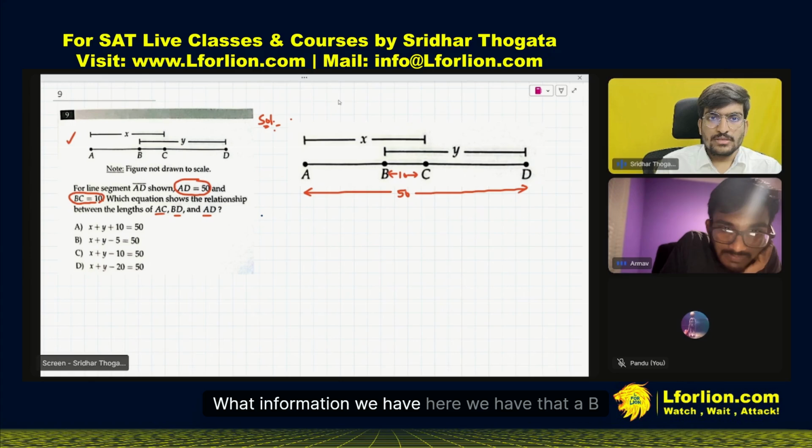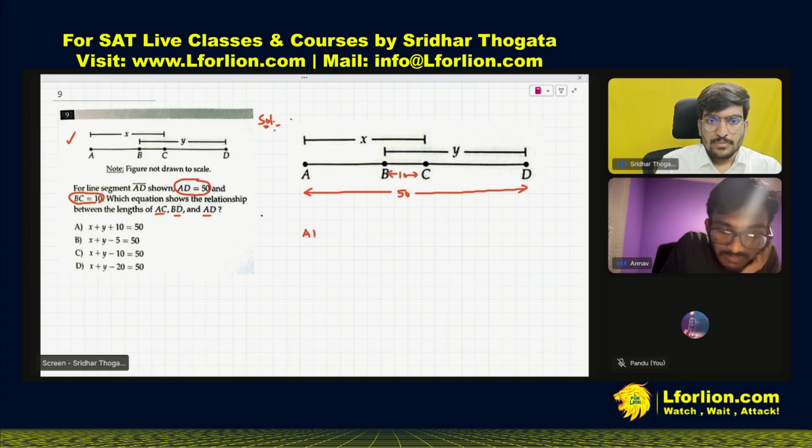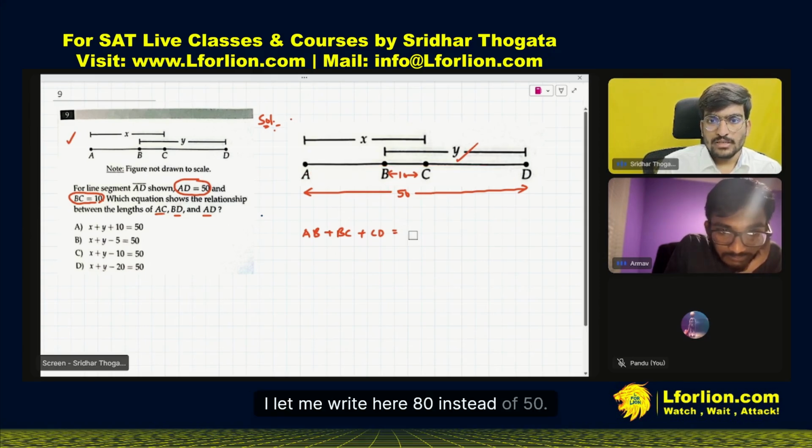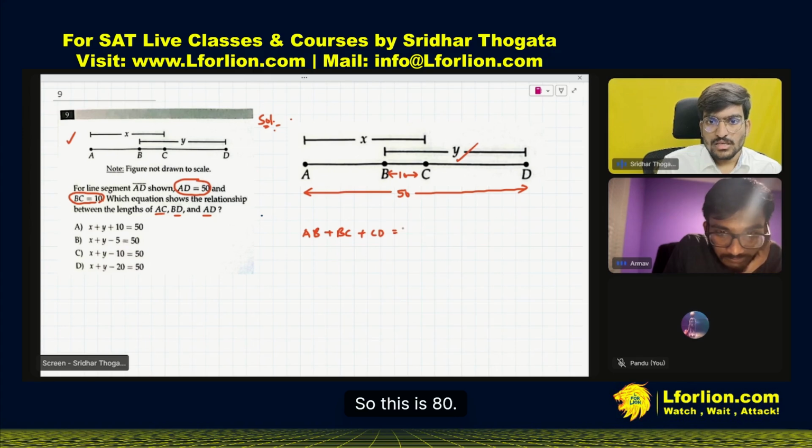What information do we have here? We have that AB plus BC plus CD equals 50. This is AD, right? This complete AD equals AB, BC, CD. If you add all of them together, you get AD. So let me write AD instead of 50. What information do we know about AD? AD is 50. What do we know about BC? That is 10, right?